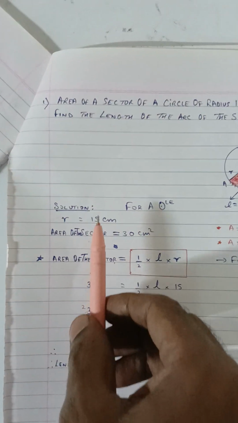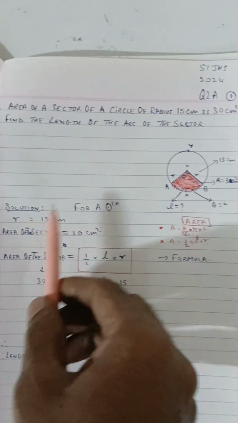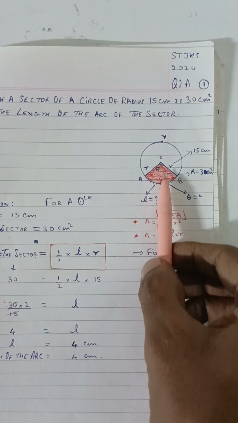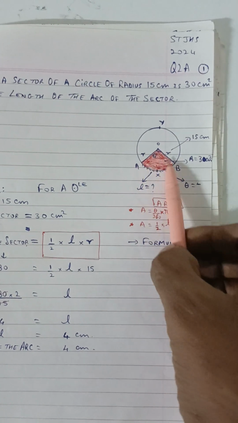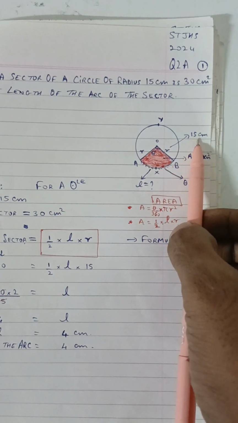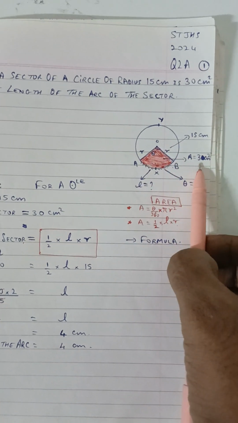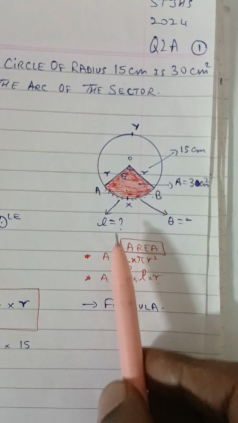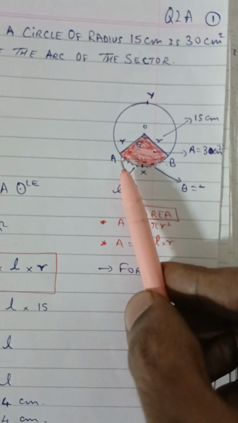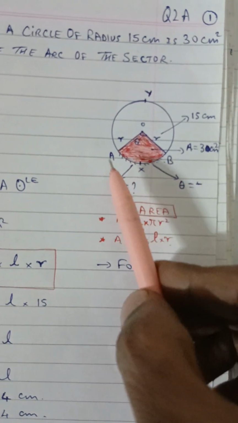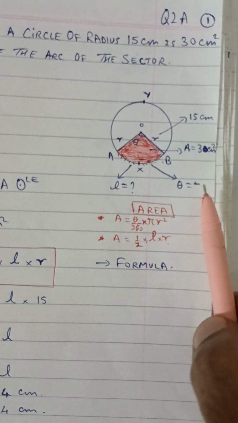Very first, try to align the sum. Here we draw a circle AOB. I put x over here and y over here. These are the radius. Radius is 15. Area is 30 centimeters square. Here I take AXB as length, and it can also be the degree. So theta is equal to dash, which is not given.